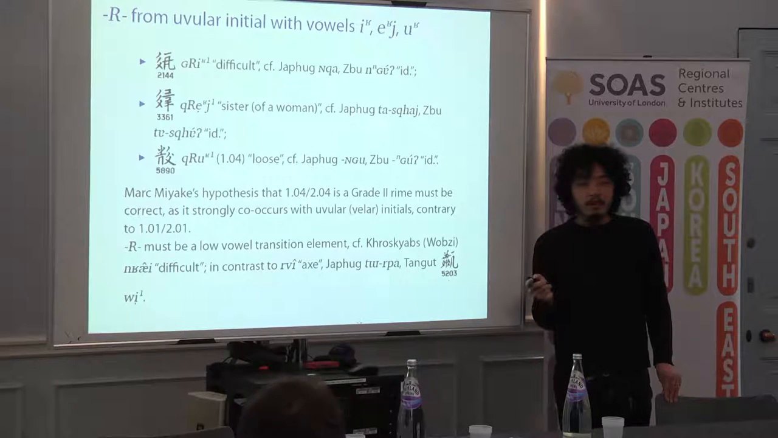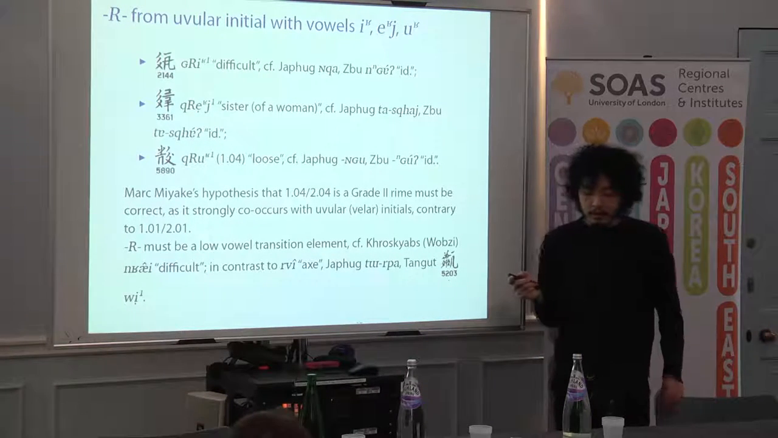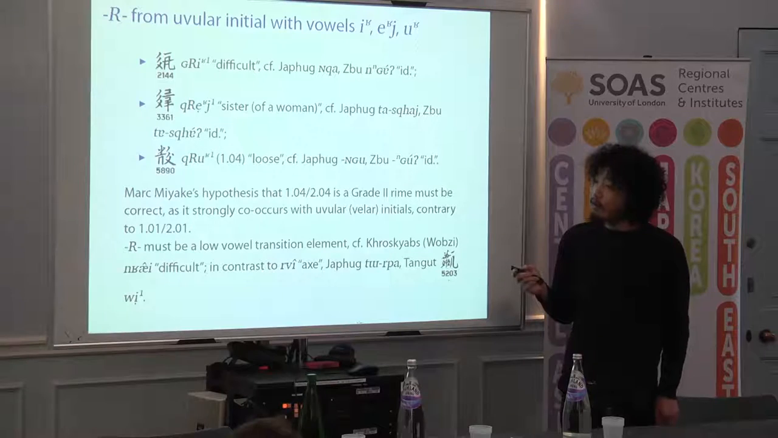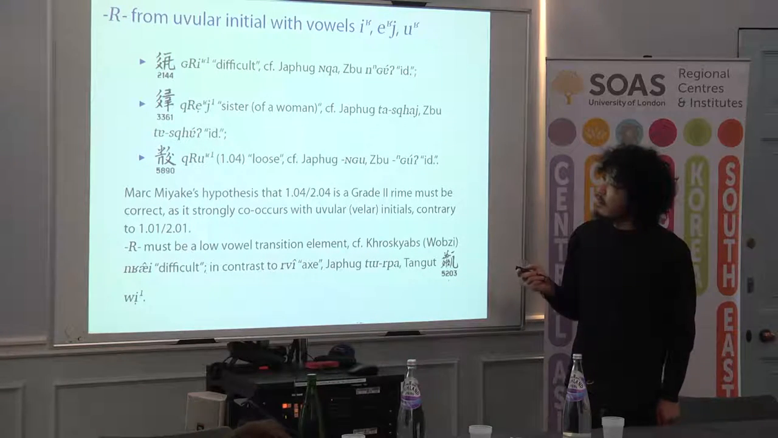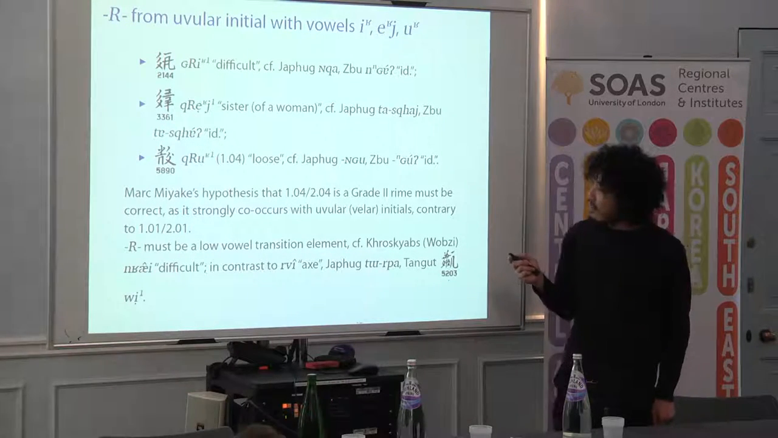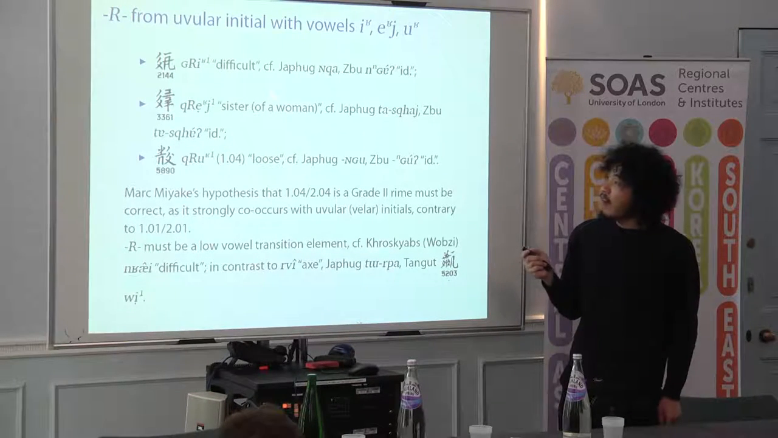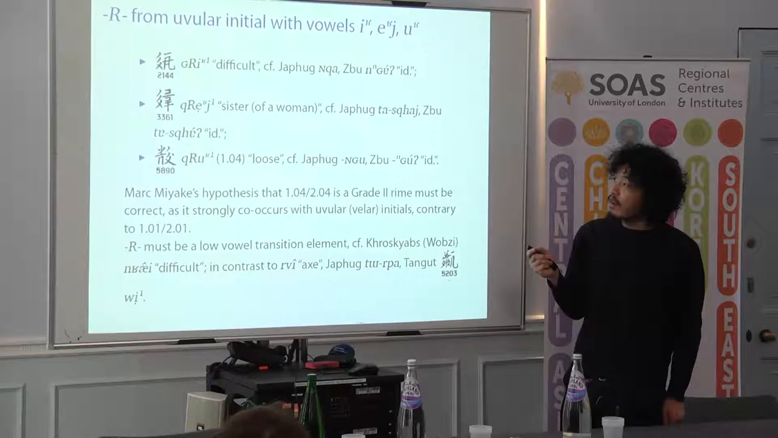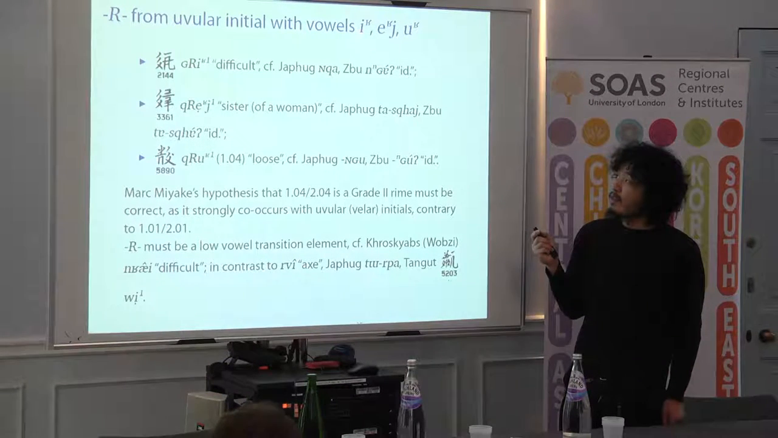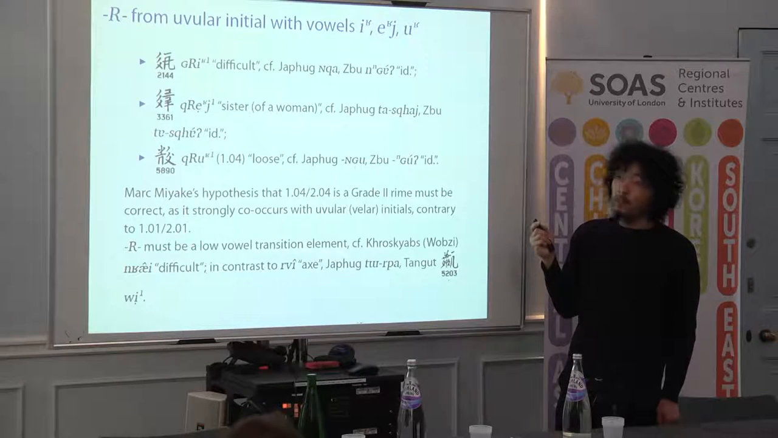So that was the first origin for the second degree, for grade two, in Tangut. And now things get more interesting. Here we have the R, which has an uvular initial with the vowels E, A, and U.